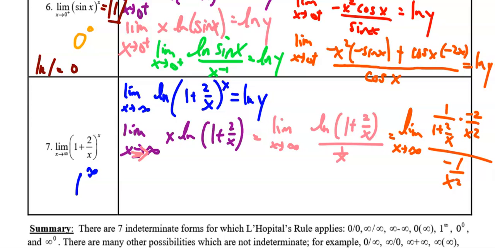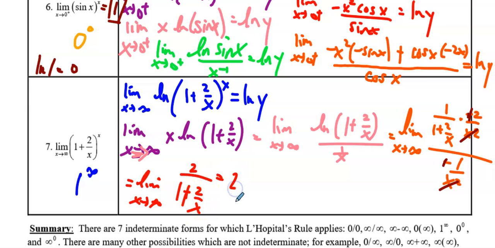So just like in the previous example, we can eliminate our negative sign here. So this goes away. And the x squares are also going to cancel out. So we're going to continue on with this problem, and we're going to say that the limit as x approaches infinity is going to be 2 over 1 plus 2 over x. And we're going to plug in infinity. And this, again, is going to end up being 0. So this answer is going to be 2.